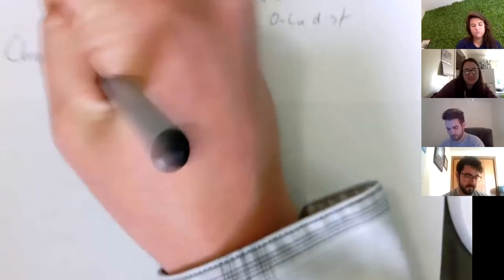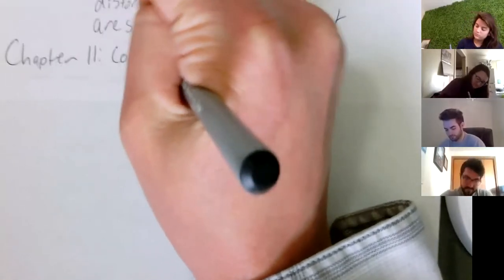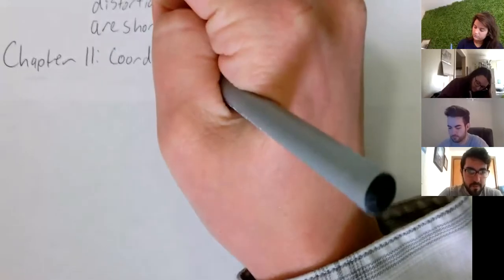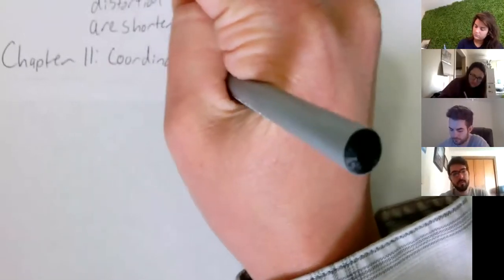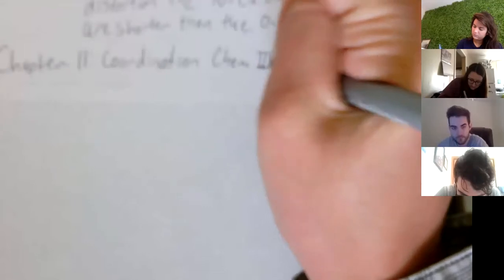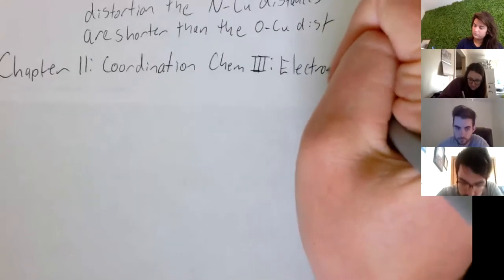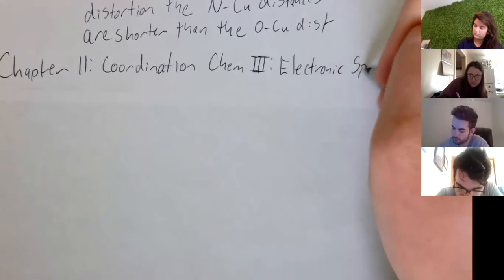We're going to talk about chapter 11 really quick. Coordination chemistry number 3: electronic spectra.